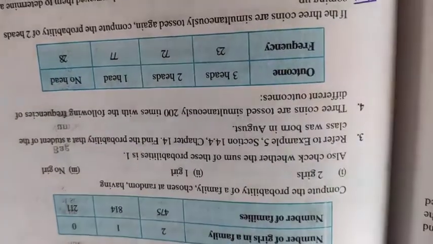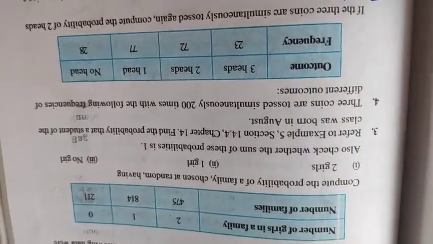It says that refer to example 5 of section 14.4. 14.4 is chapter 14, statistics. In that, section 14.4, if you go through, see, it is a graph. The fifth question is on a graph, correct? And in the graph, they have shown you that the data of 40 students' birth date is tabularized in the graph form. So this is the question.